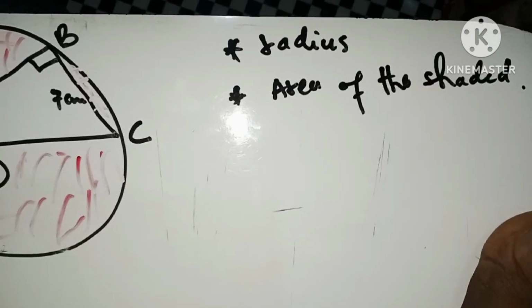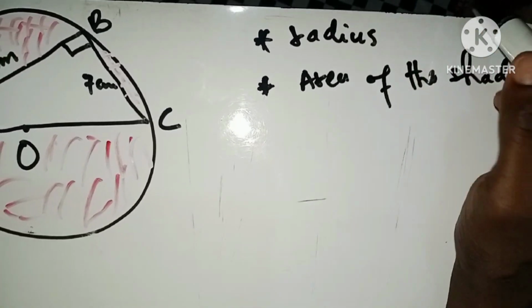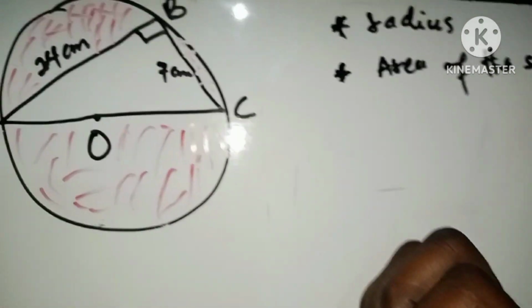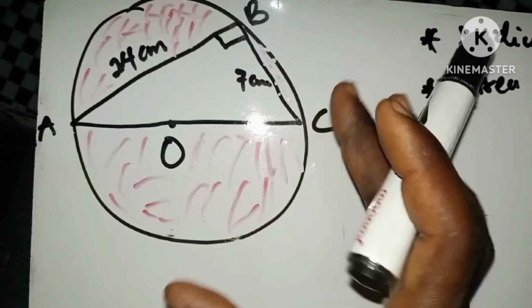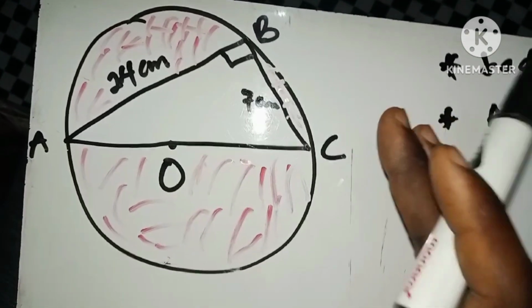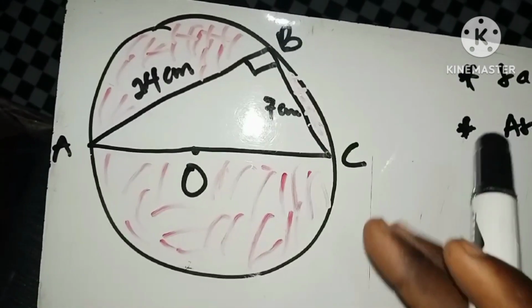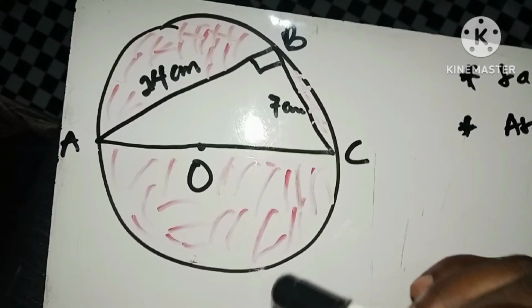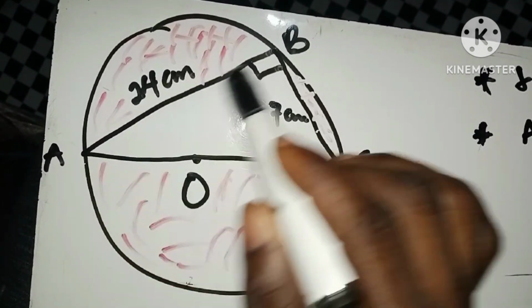Now all that it means here is that with the radius, this is something that we are familiar with, but let's see how to do that. There are two shapes here, so for any question that relates to a shaded portion, you must always identify the shapes that are involved. So we have the circle here and a triangle.